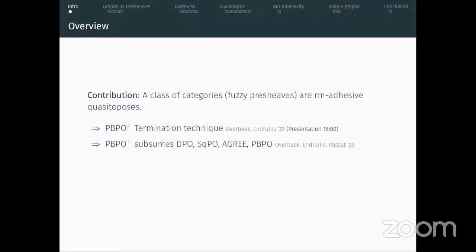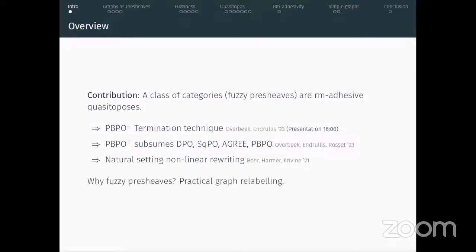Also, the formalism that people have defined subsumes order when you are in a setting of a quasitopose. And also, quasitoposes have been proposed as a natural setting for nonlinear rewriting. And now, why do we care about fuzzy presheaves? Because fuzzy presheaves offer a practical treatment of graph relabeling, and I will illustrate that in a slide later. So this is the takeaway from the presentation, if you want.